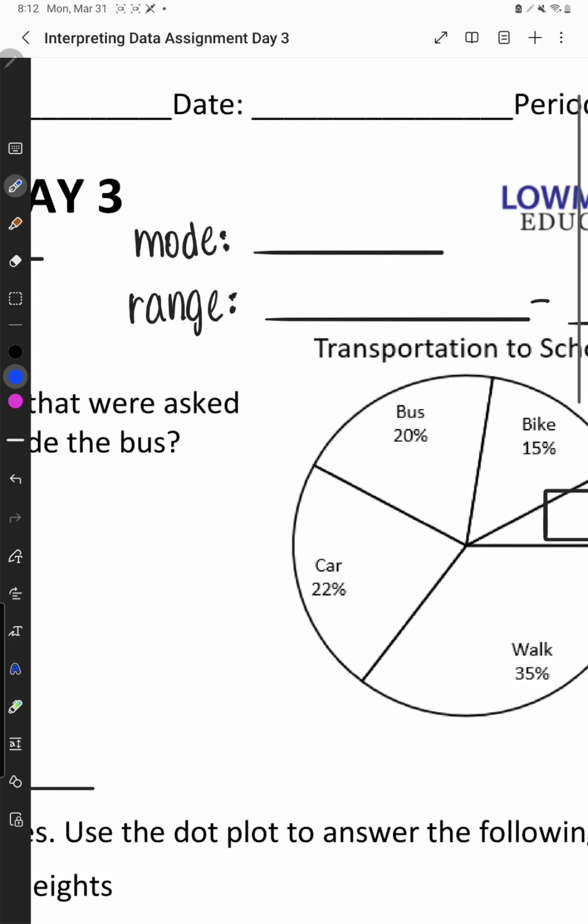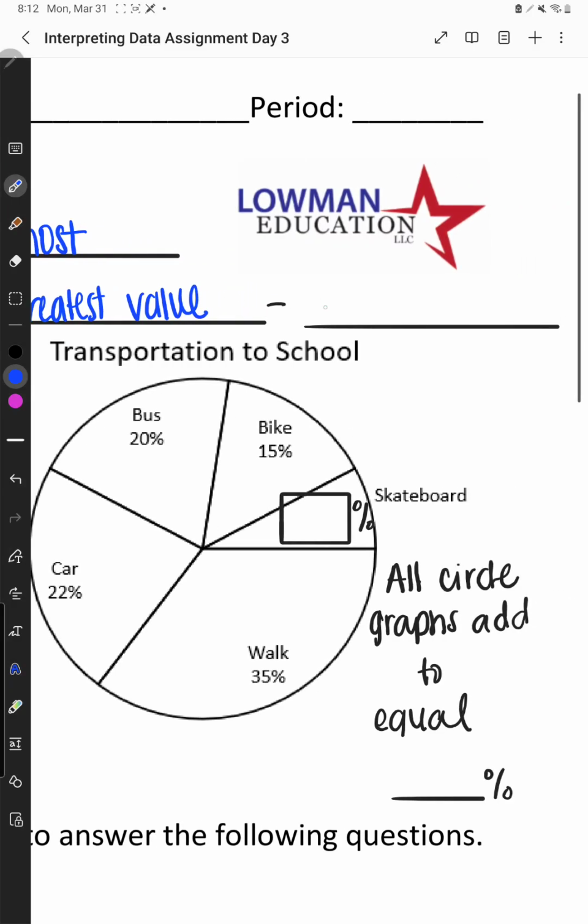What's another word for mode? Most. How do you find range? Any noise that you hear is my cat. You take the greatest value and you subtract it from the smallest value.